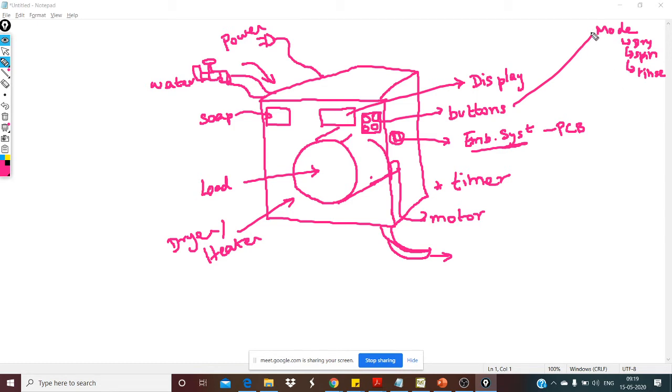Okay. Apart from mode, what else is there in buttons? What are the different buttons you have? One will be the water. Start button. Correct. Start button. Then start or power. You also have a power button. Something will be there about the system settings. System settings, like what?